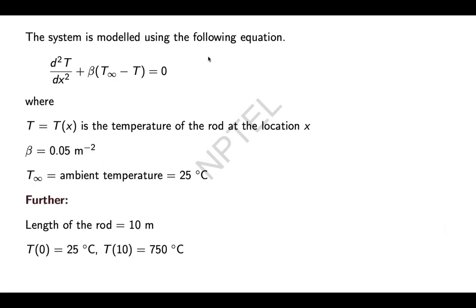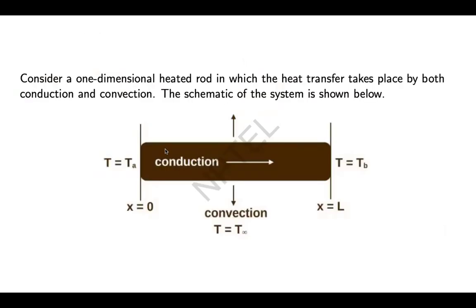These are the details given in the problem. This kind of system can be modeled using the following equation: d square T by dx square plus beta times (T infinity minus T) is equal to 0. This is a differential equation, but we need to identify what kind of differential equation it is. Here we are trying to understand the temperature gradient with respect to the length of the rod.